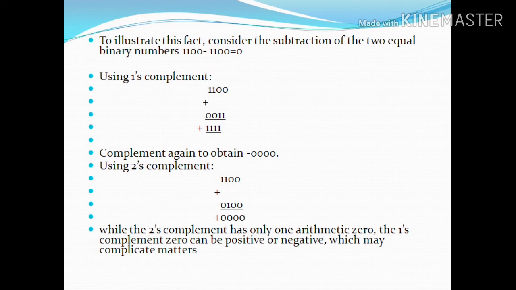I think you are able to get it once more. So that is enough for today. I think we are able to get it.